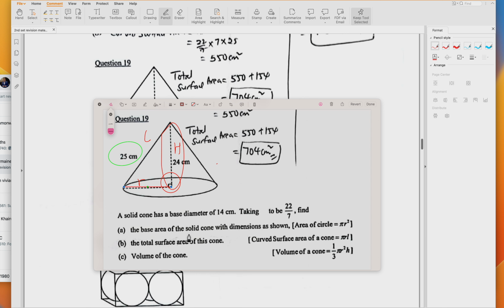Try not to memorize, try to understand. When you understand, it's very easy to get it. Okay? So this is for surface area. So for the volume of cylinder, V of cylinder is base area times the height.